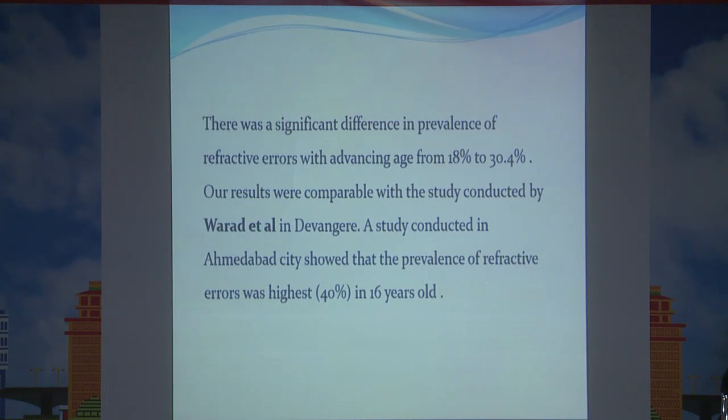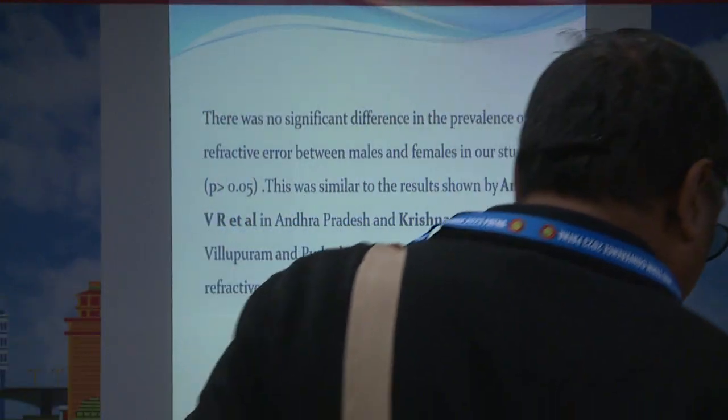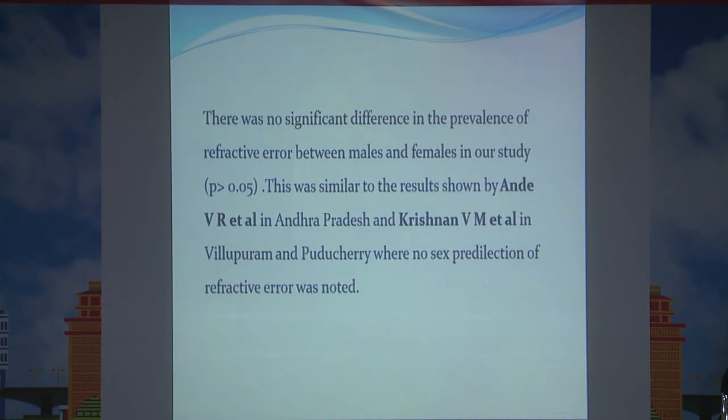Our results were comparable with the study conducted by Varal et al. in Devangiri. A study conducted in Ahmedabad city showed that the prevalence of refractive error was highest, 40%, in 16-year-olds. There was no significant difference in the prevalence of refractive error between males and females in our study. This was similar to the results shown by Andeveer et al. in Andhra Pradesh and Krishnan B.M. et al. in Villupuram, Puducherry, where no sex predilection for refractive error was noted.